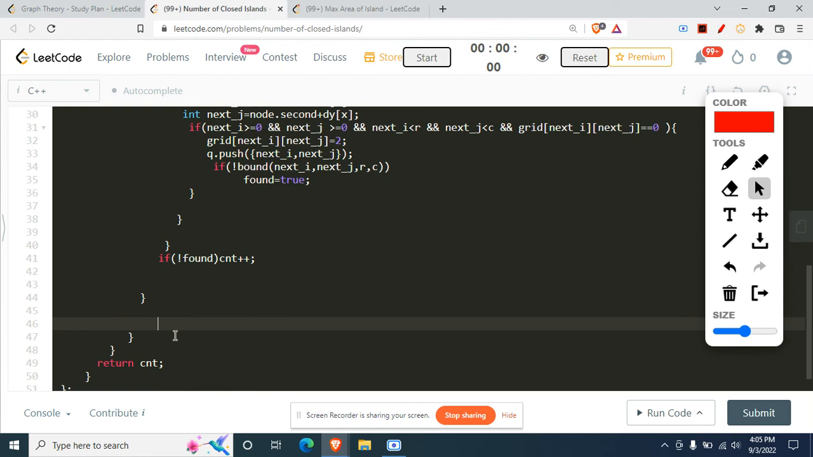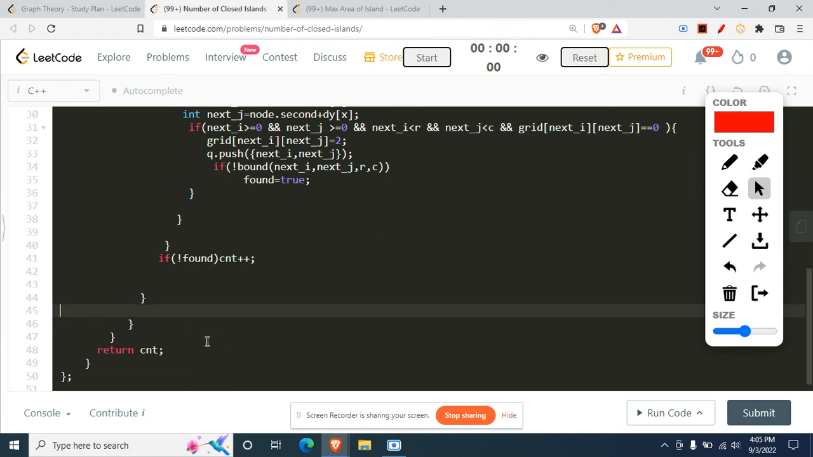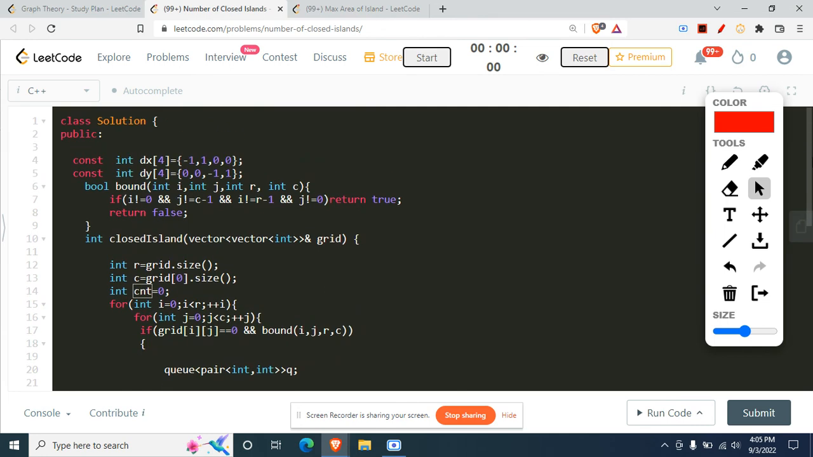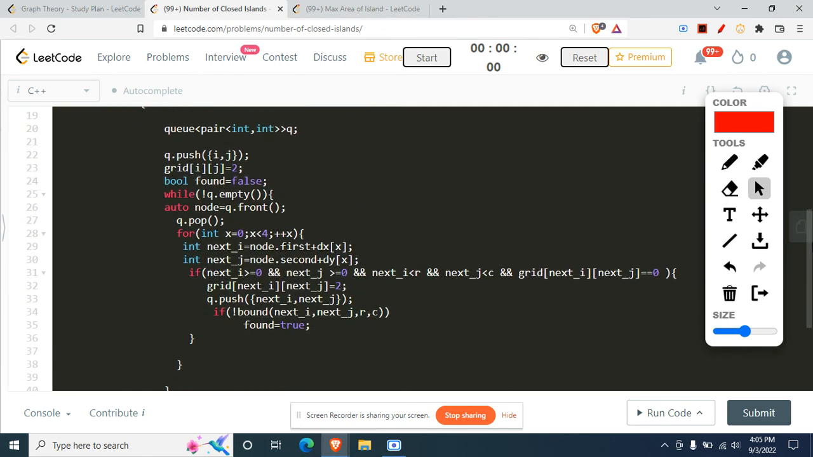And at the end of the day, we will just return our count value, which is saying that these are the number of possible islands. And this is the whole code, it will be linked in the description as well.